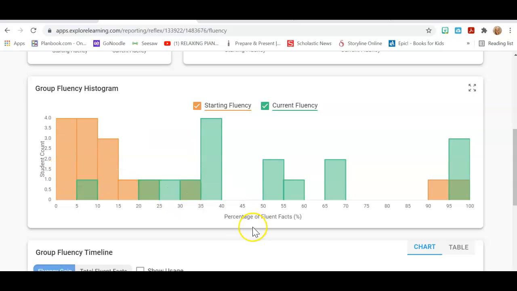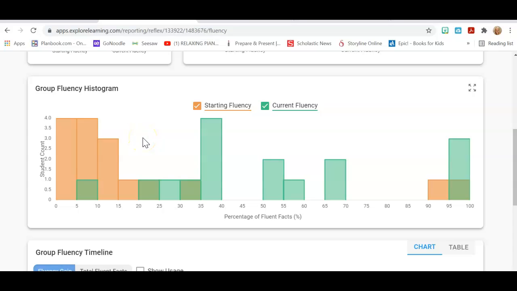So this histogram really breaks it down for me so that I can see, okay, I have 4 students at that 0 to 5 starting fluency. I had 4 students at 5 to 10, 3 students at 10 to 15, 1 student at 15 to 20%. So at the beginning of the year, most of my students were in this section of the graph.